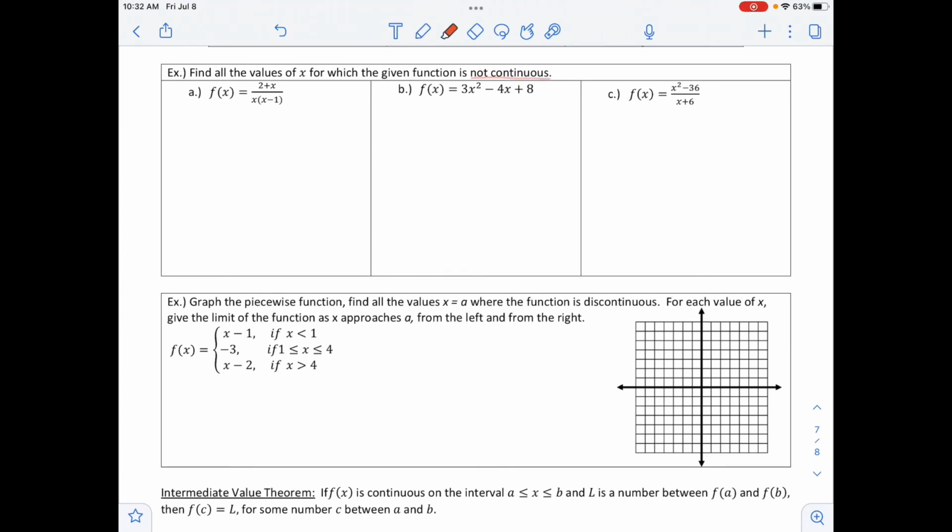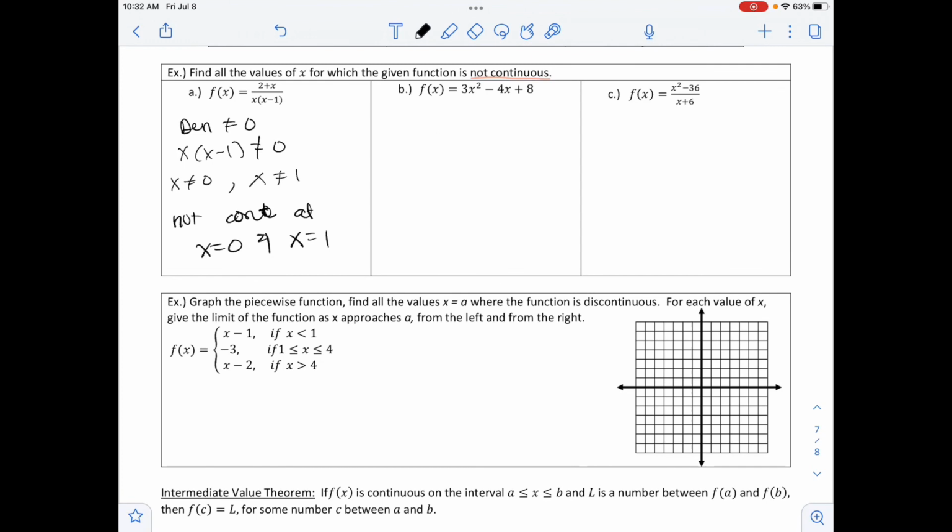And so for part A, it says f of x equals 2 plus x over x times x minus 1. And this is a rational function. Again, rational is that fraction function. And so this is where the denominator is not equal to 0. So our denominator x times x minus 1 is not equal to 0. So x cannot equal 0 or x cannot equal 1. So it's not continuous at x equals 0 and x equals 1.